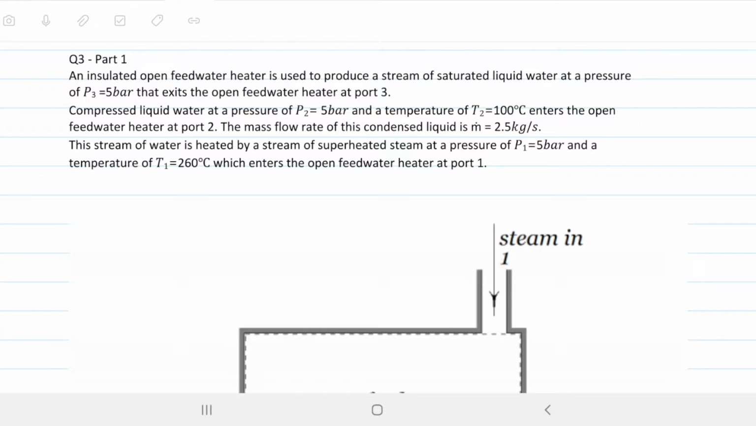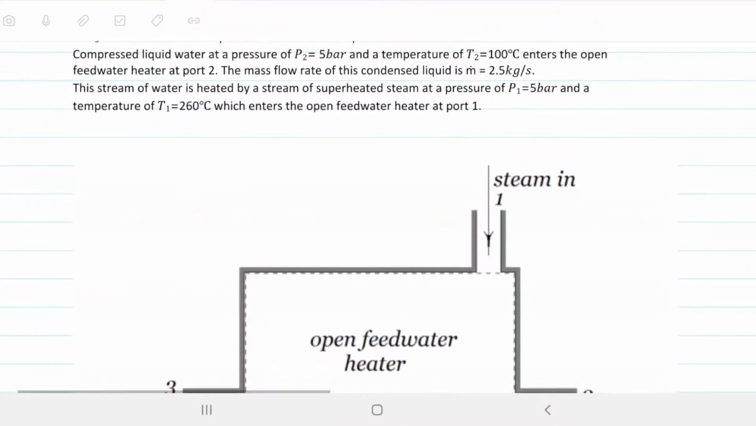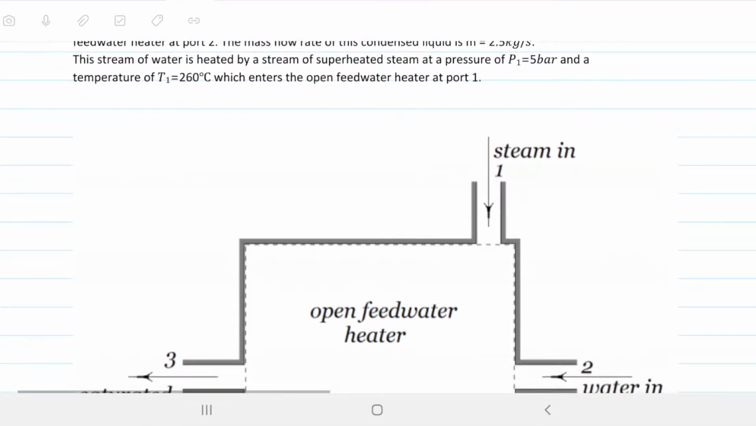An insulated open feed water heater is used to produce a stream of saturated liquid water at a pressure of 5 bar that exits the open feed water heater at port 3. Compressed liquid water at a pressure of 5 bar and a temperature of 100 Celsius enters the open feed water heater at port 2. The mass flow rate of this condensed liquid is 2.5 kilograms per second. This stream of water is heated by a stream of superheated steam at a pressure of 5 bar as well, and at a temperature of 260 degrees Celsius, which enters the open feed water heater at port 1.